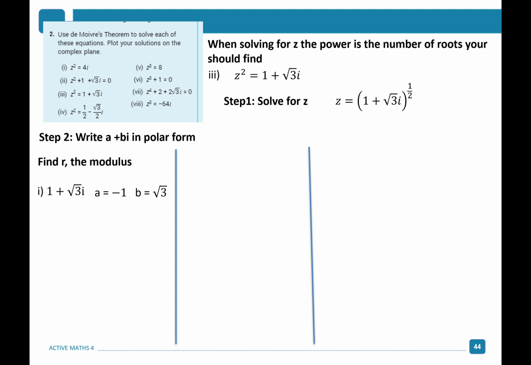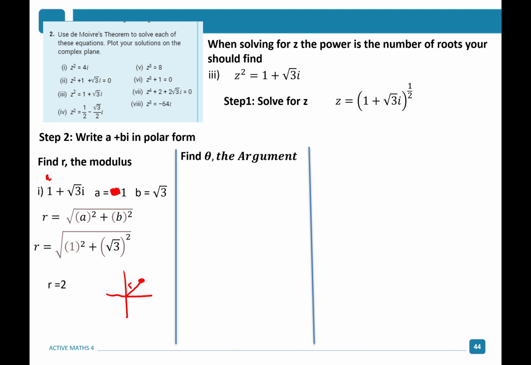When finding the modulus, a is equal to 1 and b is equal to root 3. Our modulus r is equal to the square root of a squared plus b squared. Substituting our values into our equation for the modulus gives us the square root of 1 squared plus root 3 squared, which leaves us with a modulus of 2. Remember that the modulus, again, is the distance that a complex number is from the origin, O.